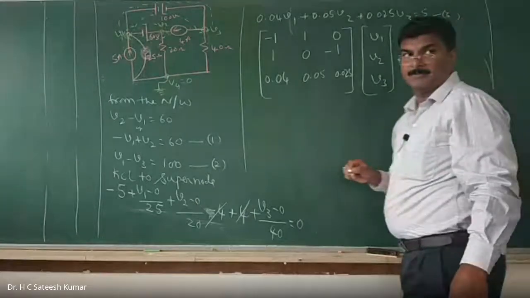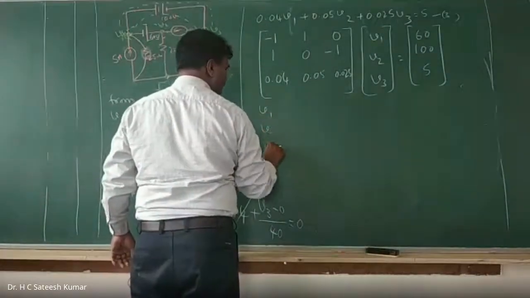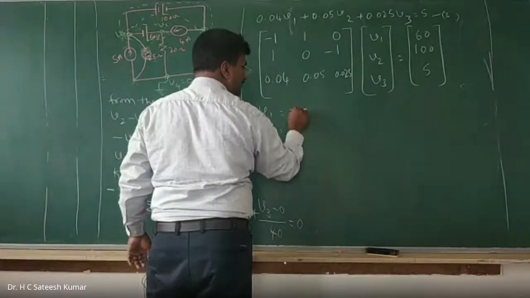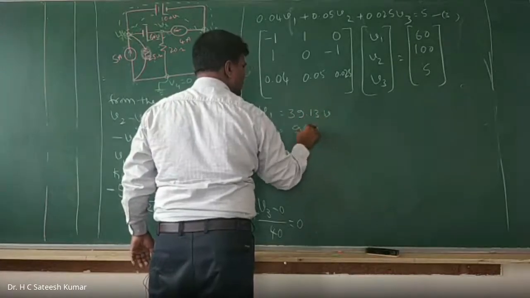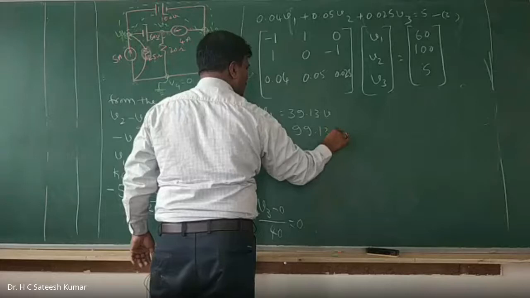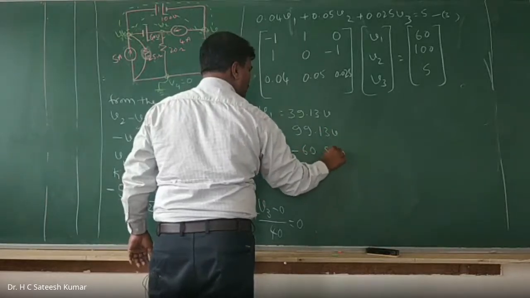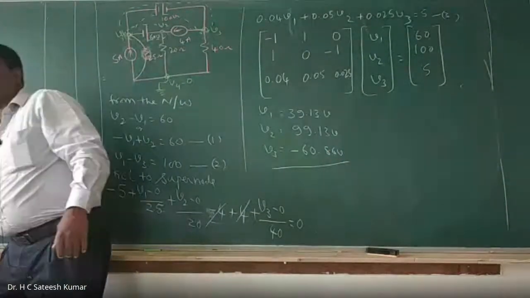Evaluate this one. V1, V2, V3. 39.13 volts. 99.13 volts. Minus 60.86 volts. Alright. So that's the correct answer.